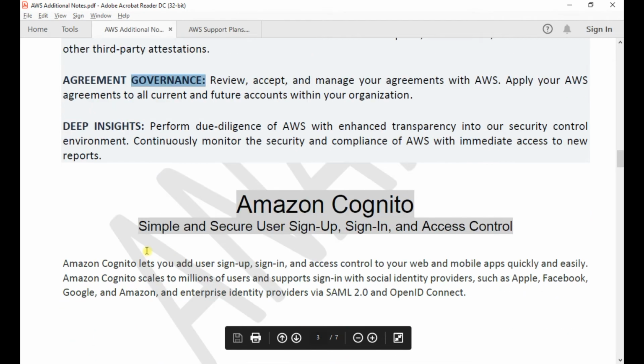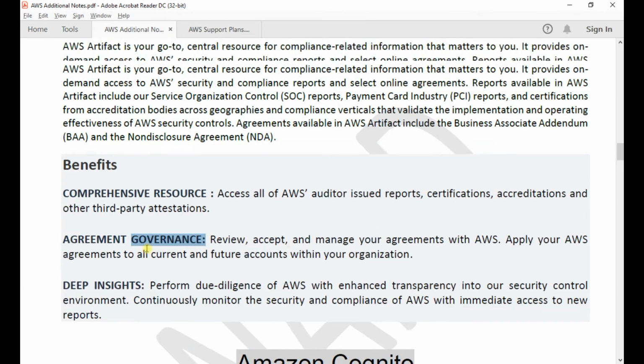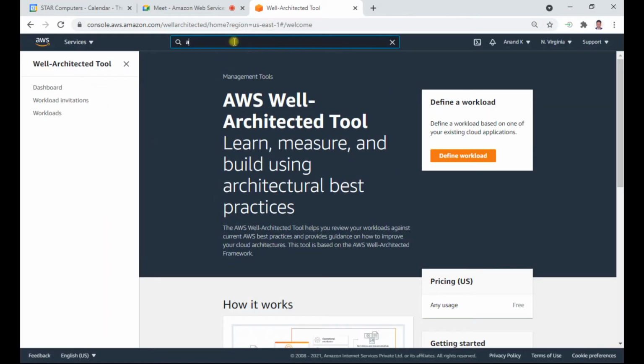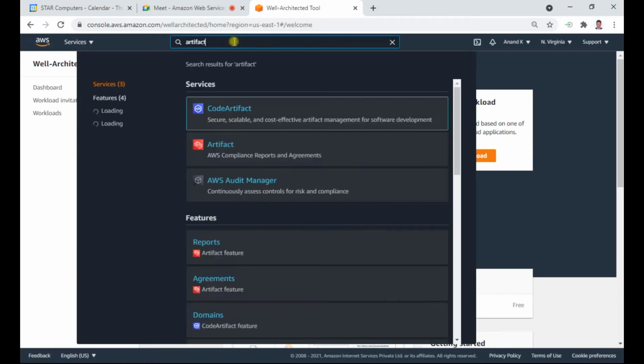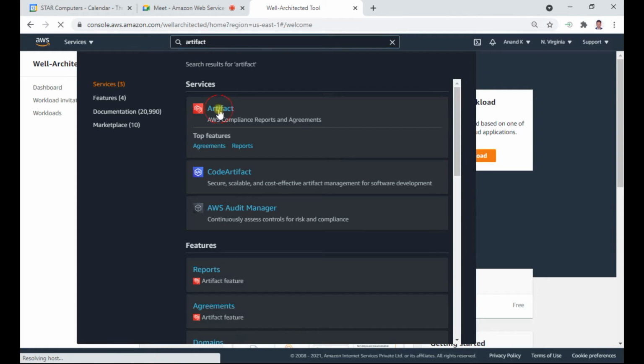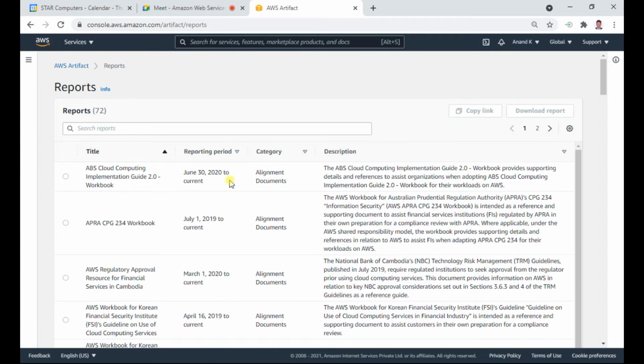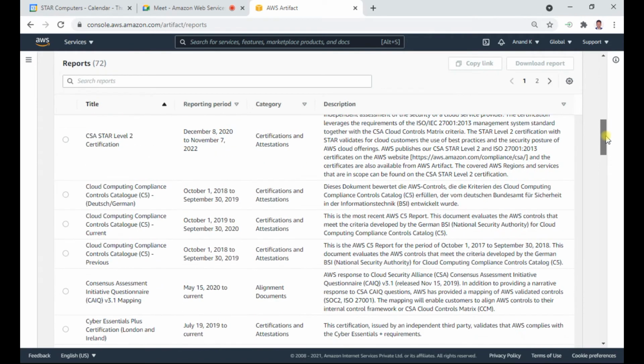Okay, now the next service, which is Cognito. You can see Artifact also in this. This is compliance reports and agreements. You can go through the selected infrastructure which you want to audit. Based on the general view, the reports are there. These are all standards, and you can select any of them. If you want to download the reports, yes, you can.